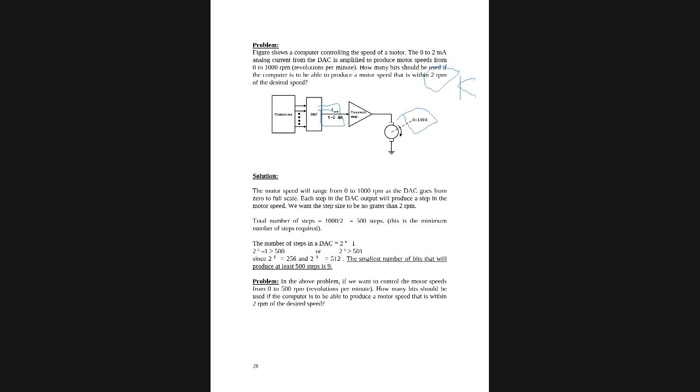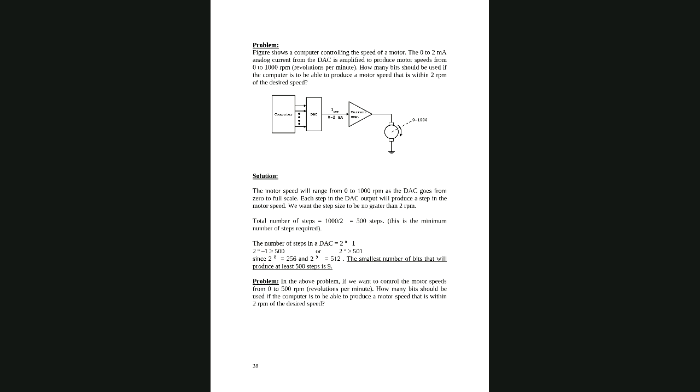So, for example, when you have all zeros as input, it will be 0 rpm. When we have 0000001, we'll have 2 rpm. Then 000010 will be 4 rpm. From one step to the next step, the incremental will be 2 rpm. So this is the step size, resolution, or K.